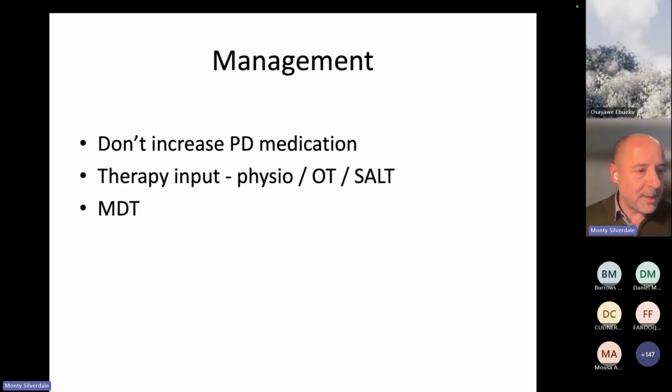Someone's asked about deep brain stimulation. Deep brain stimulation doesn't help this either. Deep brain stimulation only helps symptoms that are helped by dopamine, by levodopa, so it doesn't help dopamine resistant symptoms like this type of gait problem.